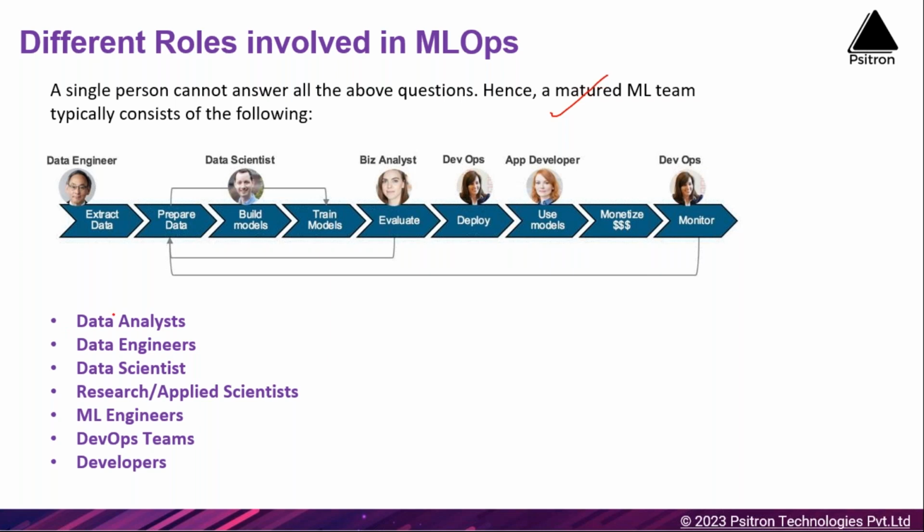Then comes, do they have enough resources? Do they have enough employees, right? Not every organization will have all the kinds of roles that we're going to talk about right now. For example, let's consider the perspective of an MNC. They might have different teams to do different things: a team of data analysts, data engineers, data scientists, research or applied scientists, ML engineers, DevOps teams, or developers, for example, who might be responsible for various different things as part of building ML models.